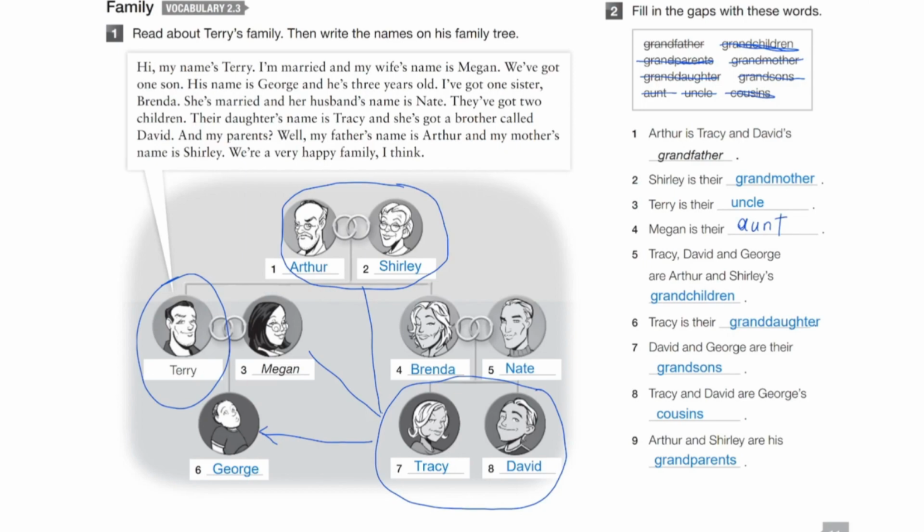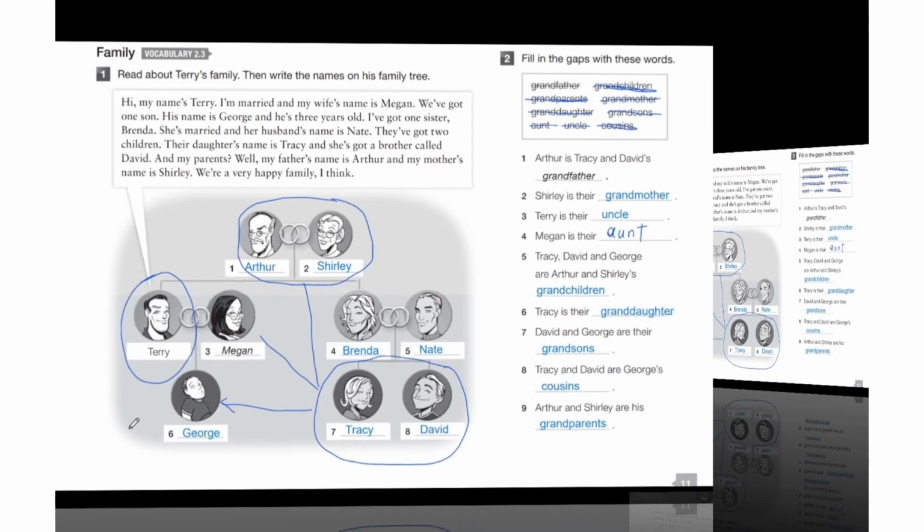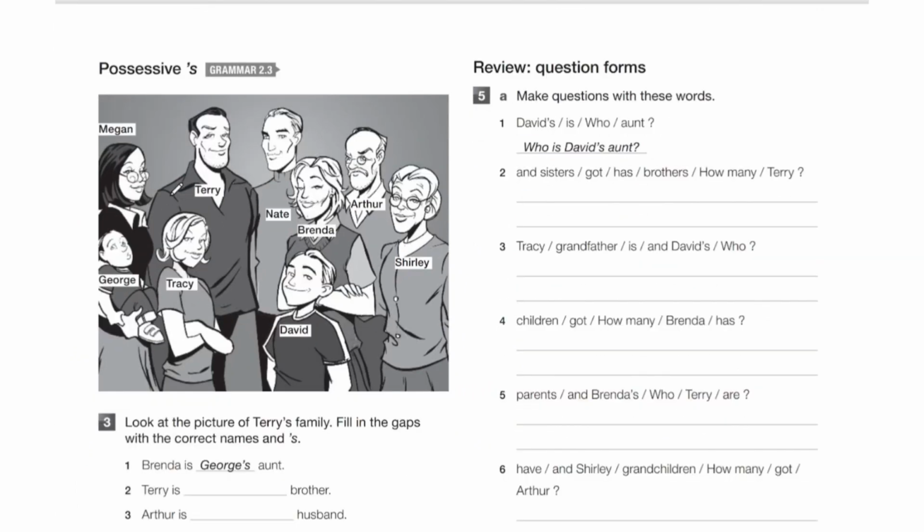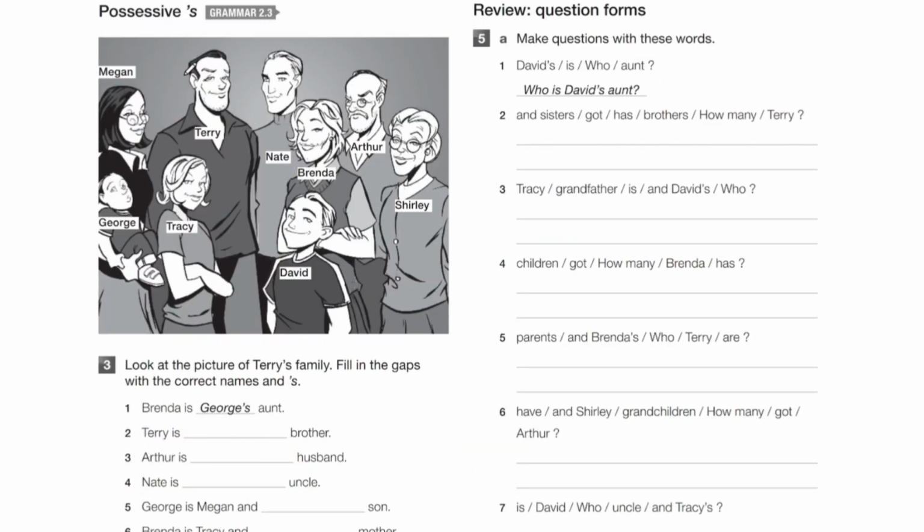Now we're going to move to page 11 just to finish 2B. And let's see what we've got there. As you can see, this family tree is continuing, Terry's family. And exercise 3 is based on this picture, this family. Look at the picture of Terry's family. Okay, great. Fill in the gaps with the correct names and apostrophe S.